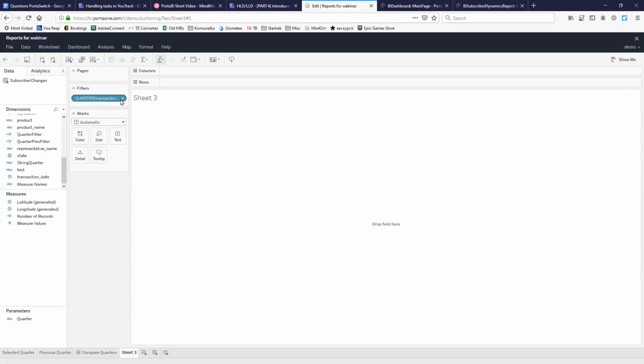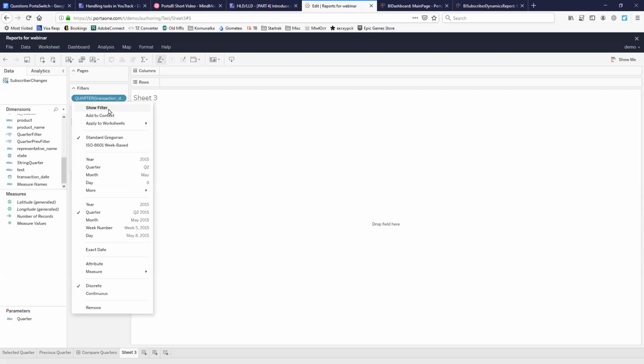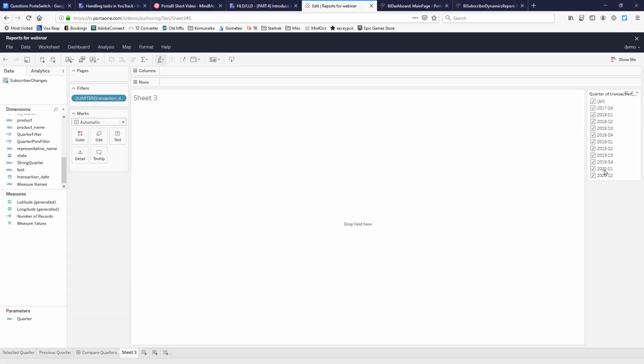So then I have my filter where I can choose one of the quarters or many of them. It takes quite a bit of space, and since I'm going to add more stuff here, I'm going to change the type of the filter. Instead of a multiple values list, I'm going to change it to a drop down. And then it takes just this little space. Then I can just choose my particular quarter. So for now, I'm interested in the first quarter of 2020.